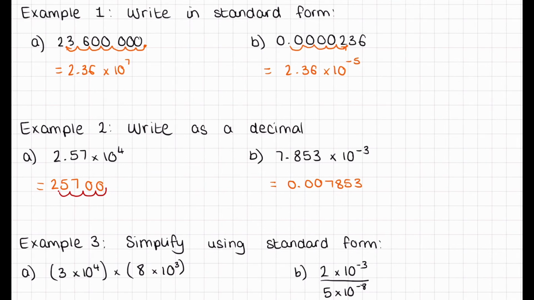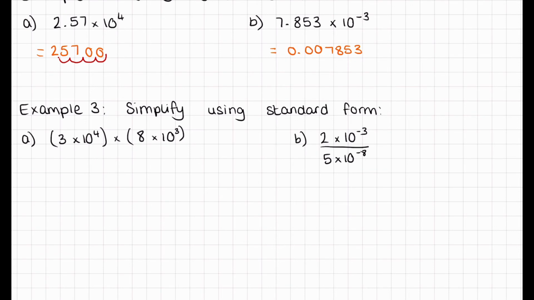We can also simplify in standard form. So we've got these massive numbers to multiply or divide together. It's actually really easy. We use our index laws to help us. So this one we do 3 times 8, because that's our numbers to start with. And then we've got 10 to the power of 4 times by 10 to the power of 3. 3 times 8 is 24. And then we'll have 10 to the power of 4 times 10 to the power of 3. We add the powers. So it'll be 24 times 10 to the power of 7.